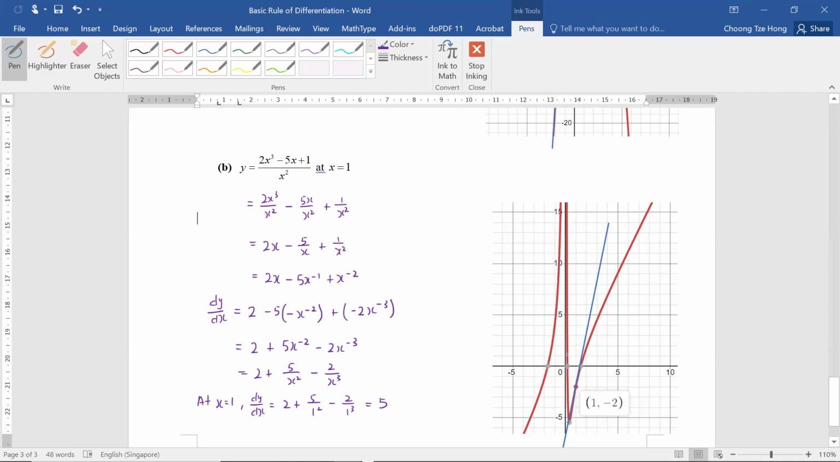What this means is, as you can see from here, this red dot is the point 1, negative 2. At this point, if you draw a tangent, which is the blue line, the gradient of this tangent is going to be 5. So that's what the dy dx function is about. This is how you apply differentiation to find the gradient at each point of a curve.